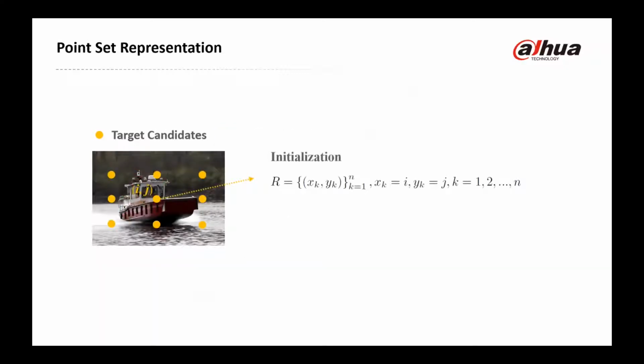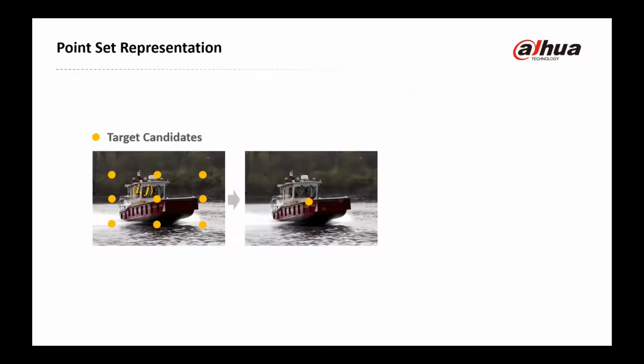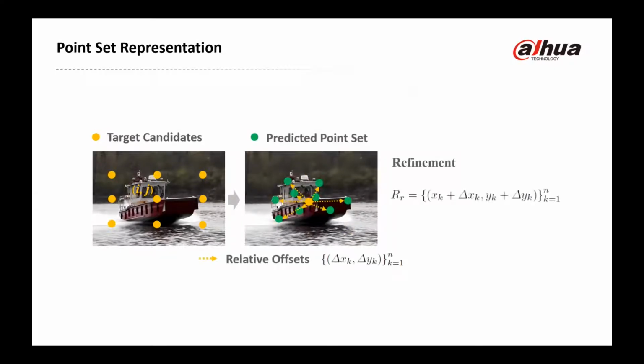Specifically, each location on the correlation feature map is viewed as a target candidate. The target state is modeled with a set of sample points, which is uniformly initialized with the current position. Then the initial sample points are progressively refined with actual offsets in a point-wise manner.